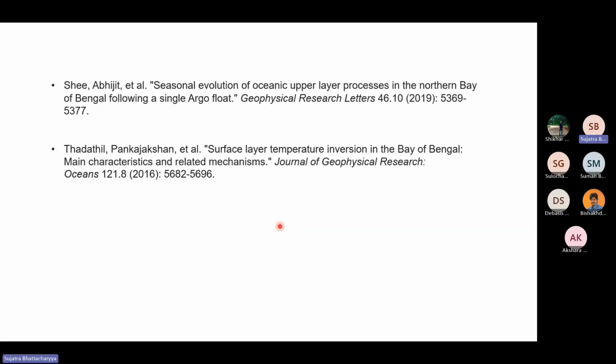Because salinity stratification helps to maintain the inversion, that is accepted and that is given because we have strong salinity stratification. But what is the relative magnitude of these two processes? That I am still investigating. Right now, I'm focusing on that. So that's fine.